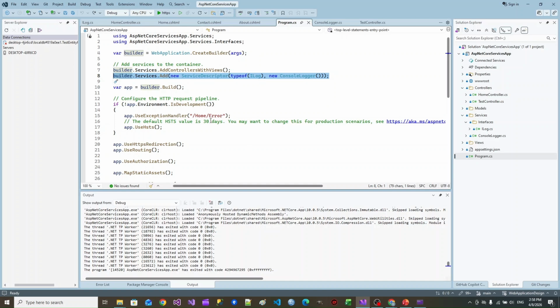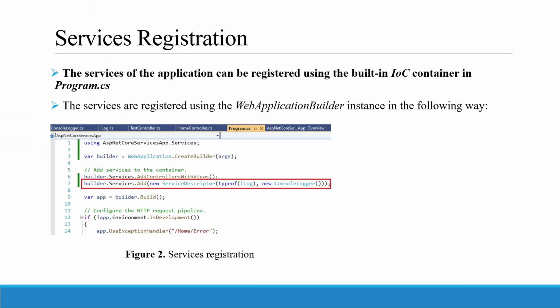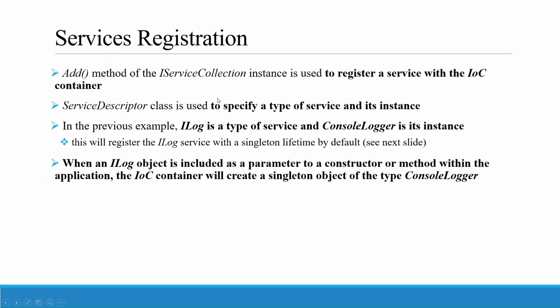In order to register a service, we have to call the method add, provide a parameter of type service descriptor that allows us to register the service, and this one receives two parameters on the constructor. First is the interface, okay, and then is the instance of the interface, in this case console logger. So the add method of the IServiceCollection instance is used to register a service with the inversion of control container.